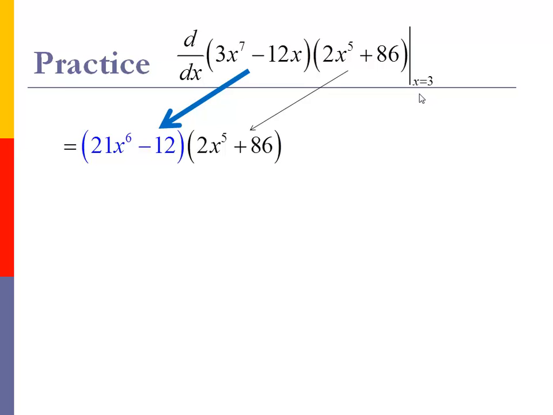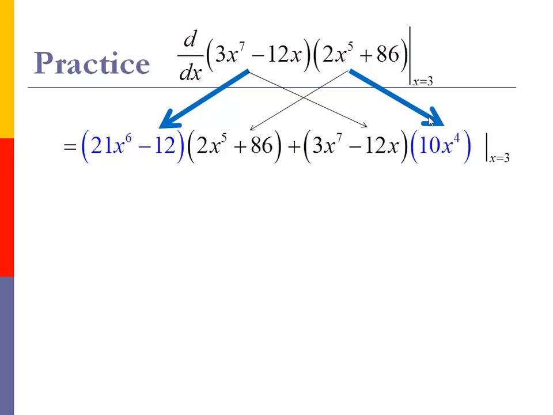Okay, so two things multiplying, so I'm going to do the product rule. So I'm going to do the derivative of the first piece, and then I'll do the derivative of the second piece with the other two things coming along for the ride. And I still got my vertical bar x equals 3 just to remind me. My next step, still got to plug 3.